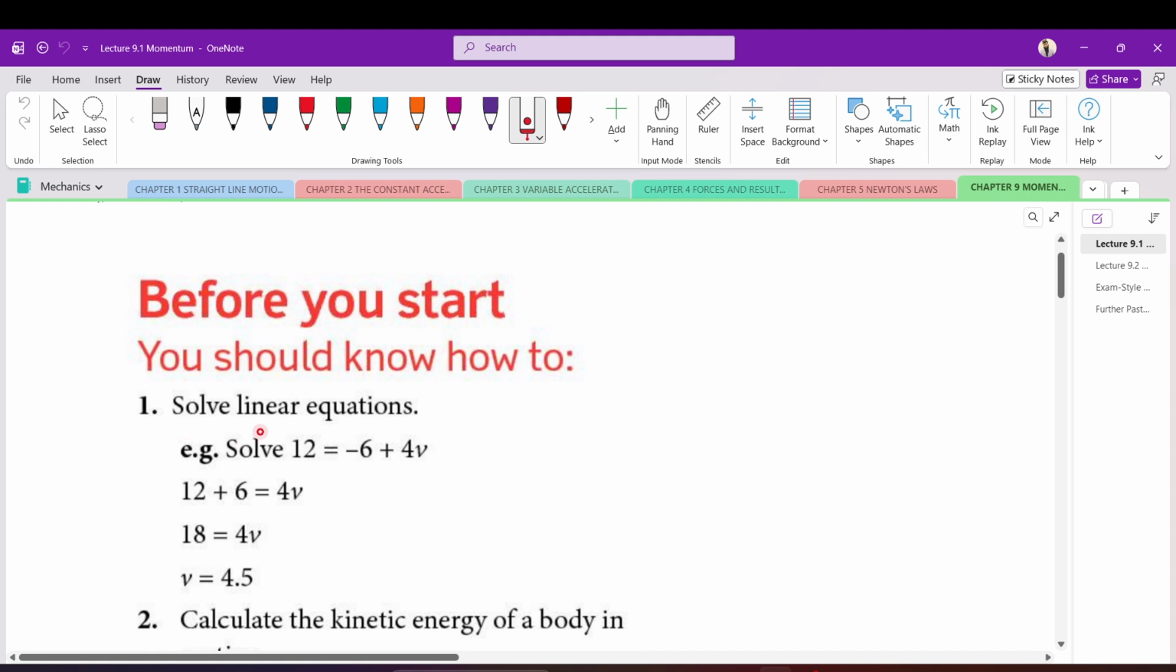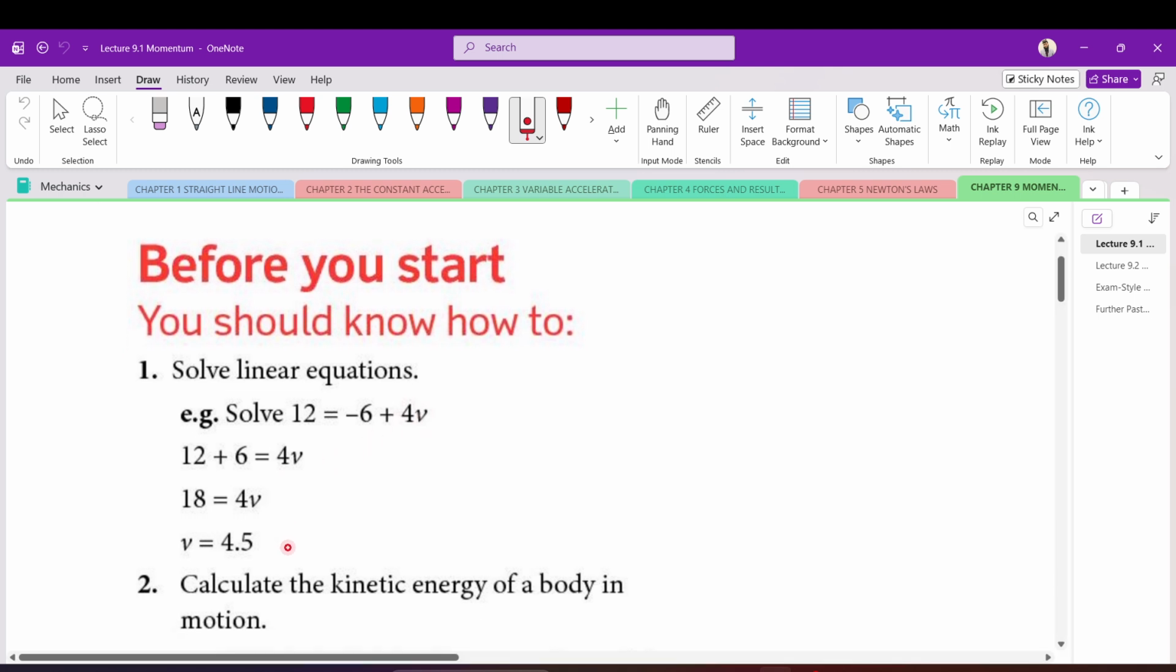Number one, you should be able to solve linear equations. Pretty simple, right? You need to just make the variable the subject of the formula and then get the value. Number two, you should be able to calculate the kinetic energy of a moving body.